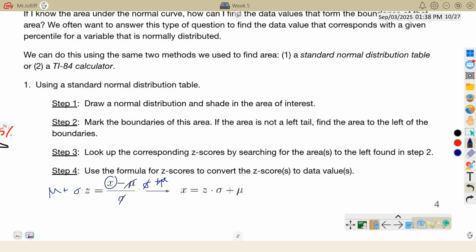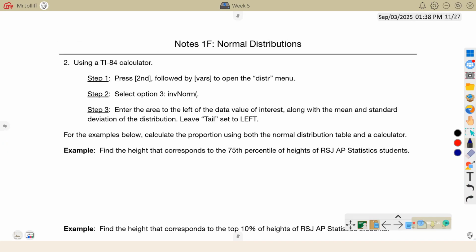Okay, let's look at the calculator method and then we'll do both. So the calculator method starts the same way. You should draw the picture. You should mark the areas. But then you're going to grab your calculator and press second vars. And you want command number 3, which is inverse norm. What does the inverse norm ask you for? Area.